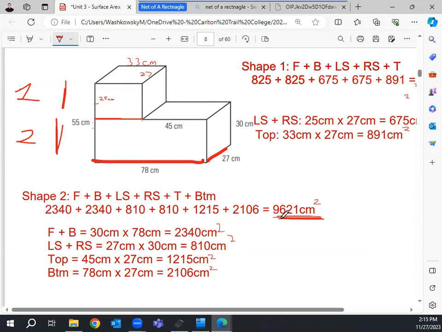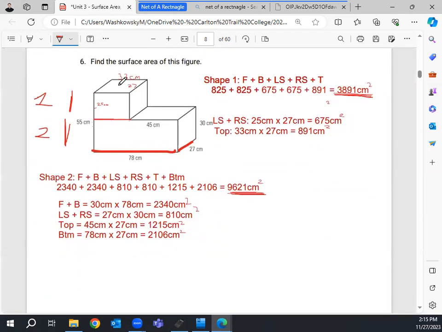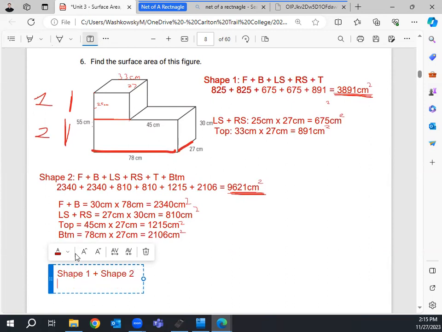A lot of people are going to forget our final step. What's the last thing I have to do here? Well, I circle my final answer, but I don't have a final answer. I want to find the surface area of all of this, right? Technically, it's just shape 1 plus shape 2, right? You don't need to write that down. You could just put the numbers, 3,891 centimeters squared plus 9,621 centimeters squared. You'll get your final answer of 13,512 centimeters squared.